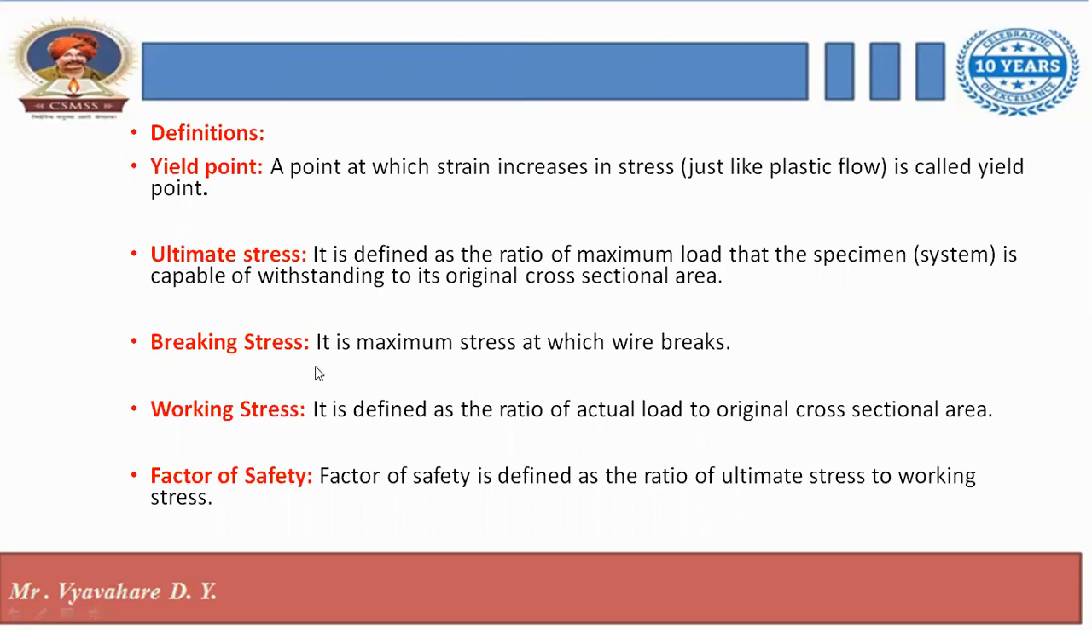Next, breaking stress. It is the maximum stress at which the wire breaks. इतना stress कि जहाँ पर इस condition के बाद वो wire break हो जाता है. That's called breaking stress. Working stress is defined as the ratio of actual load to the original cross-sectional area. And the last one, factor of safety. Factor of safety is defined as the ratio of ultimate stress to the working stress.